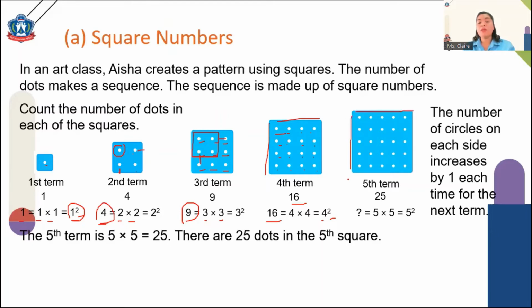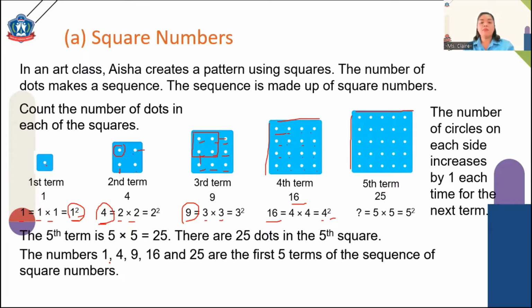So what will be the sixth term? Yes, it will be 6 by 6, and the answer is 36. So if we add another square here, there will be 36 dots in the sixth square. So the numbers 1, 4, 9, 16, and 25 are the first 5 terms of the sequence of square numbers. So these are the first 5 square numbers. Okay, P5, take note of this.